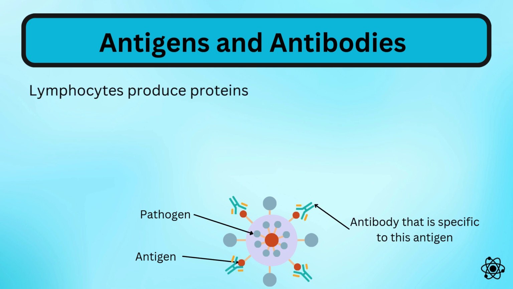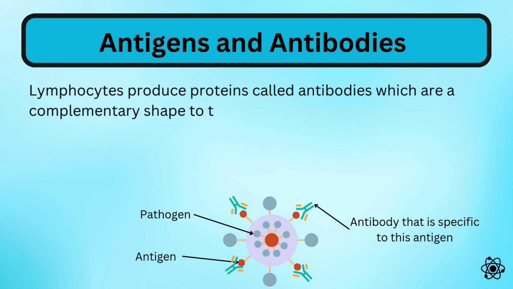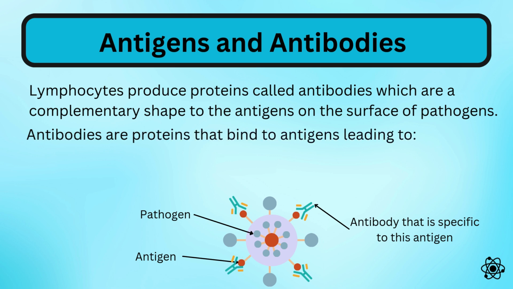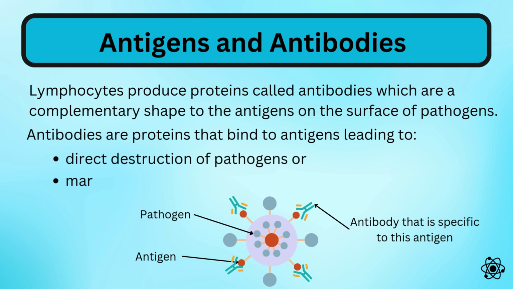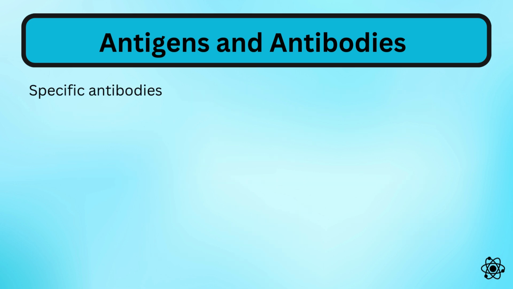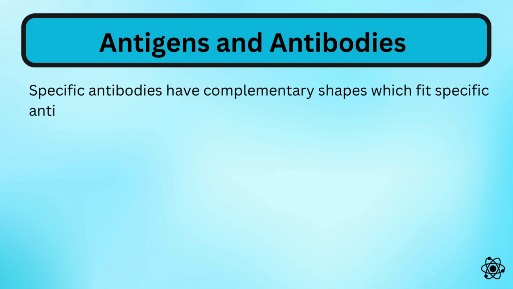Lymphocytes produce proteins called antibodies which are a complementary shape to the antigens on the surface of pathogens. Antibodies are proteins that bind to antigens leading to direct destruction of pathogens or marking of pathogens for destruction by phagocytes. Specific antibodies have complementary shapes which fit specific antigens.